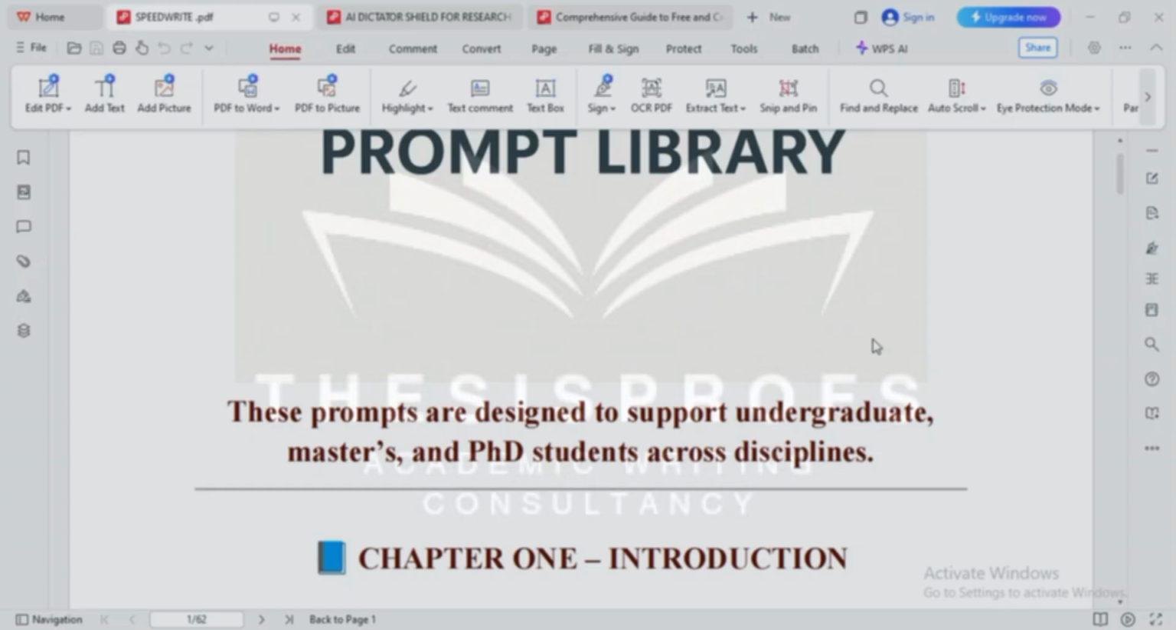But first of all, let's start with something foundational. What is a prompt? And why does it matter for your research? Now, a prompt is not just a question, it's an instruction, it's a command, a carefully crafted input that you give to a tool like ChatGPT. Now, I'm going to be making use of ChatGPT for this tutorial or this session.